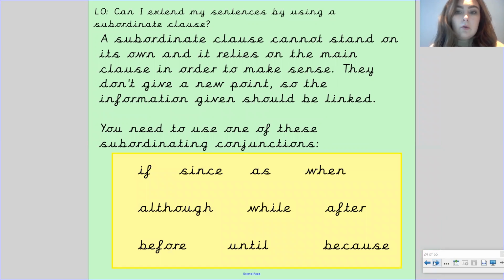So a subordinate clause cannot stand on its own, and it relies on our main clause in order for it to make sense. They also don't give a new point, so the information that you give in your subordinate clause needs to link to your main clause. And when you write a subordinate clause, you need to make sure that you use one of these subordinating conjunctions. So you've got if, since, as, when, although, while, after, before, until, because. This is just an example of some.